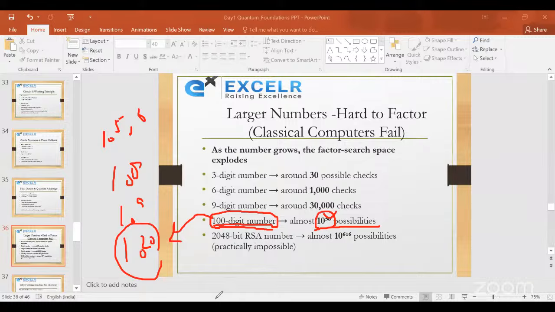But this 248-digit number, the RSA number, from RSA technology, has this many possibilities: 10 to the power 616 possibilities, which is almost impossible.